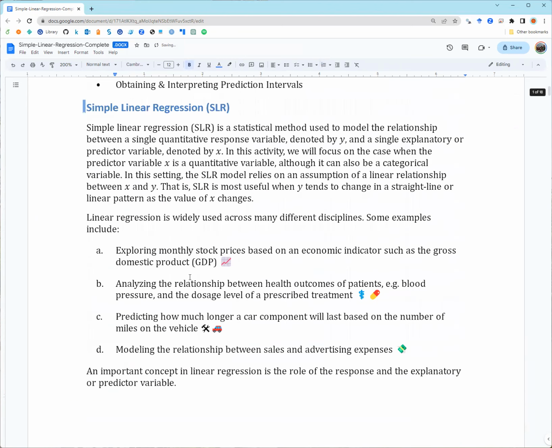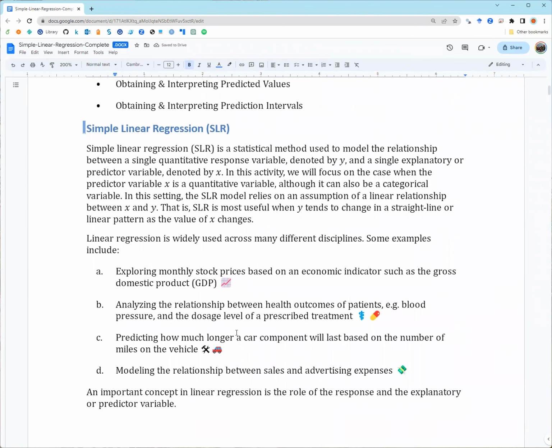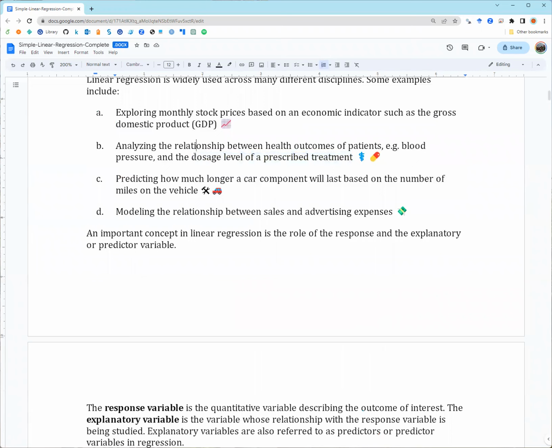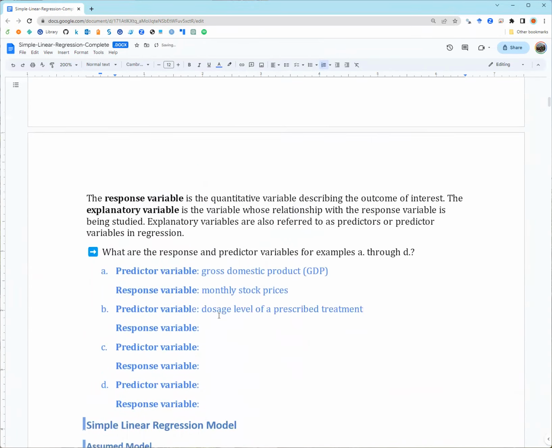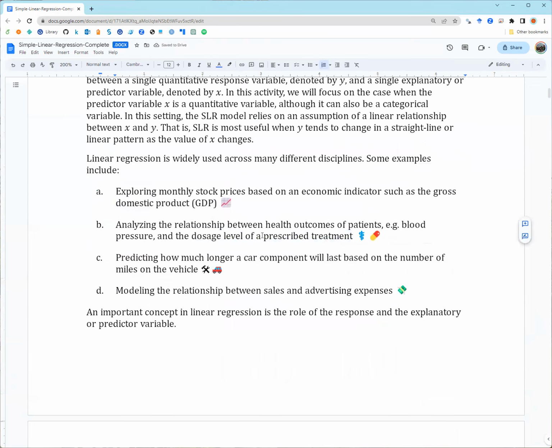Okay, and then in example B, we are looking at the relationship between a dosage level of a prescribed treatment and a patient's blood pressure. Because we think the dosage level would affect the patient's blood pressure, typically this is something we would measure before we then measure the resulting blood pressure. The dosage level is the predictor variable, and the response variable here is the blood pressure of the patient.